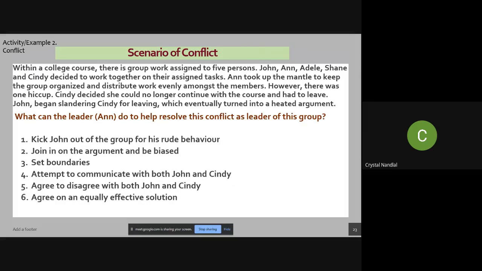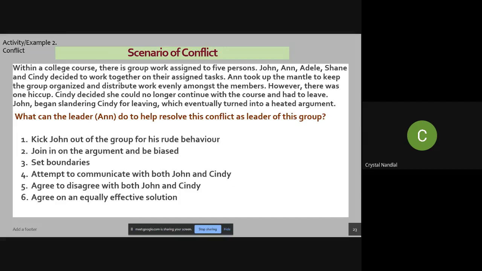So here is a scenario of conflict. Within a college course, right, I want you all to pay attention to this because you guys will do this and answer the question. Within a college course, there is a group work assigned to 5 persons: John, Anne, Adele, Shane, and Cindy decided to work together on their assigned tasks. Anne took up the mantle to keep the group organized and distribute work evenly amongst the members.